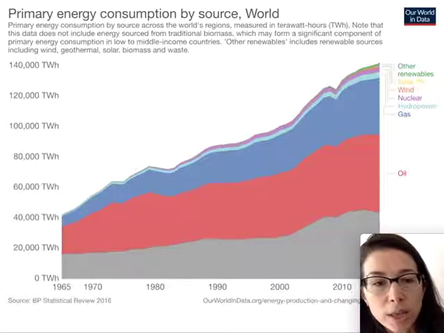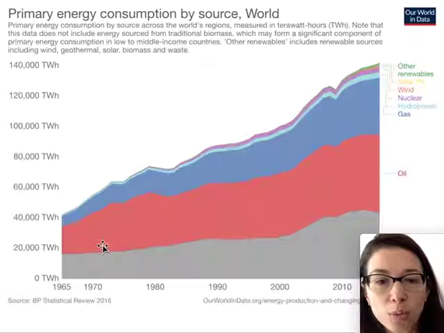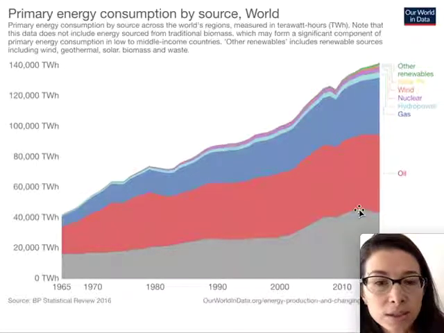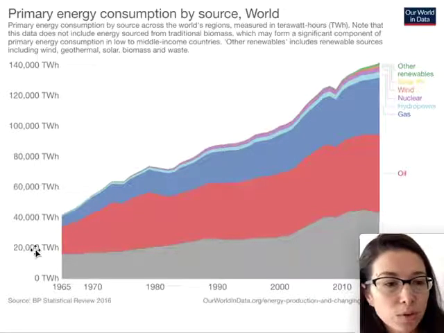If we look at the width of these bars here, we can see that over time we've been using oil, for example, more and more. So the width here is rather narrow, and then over time this distance here is larger, and this demonstrates that the amount of energy consumption that depends on oil is increasing over time.